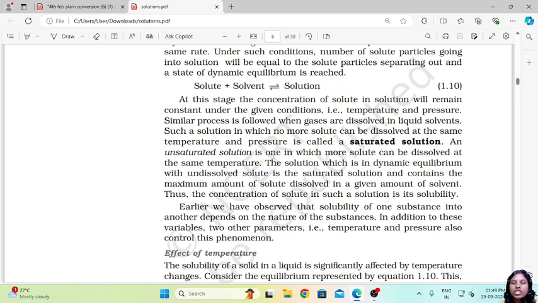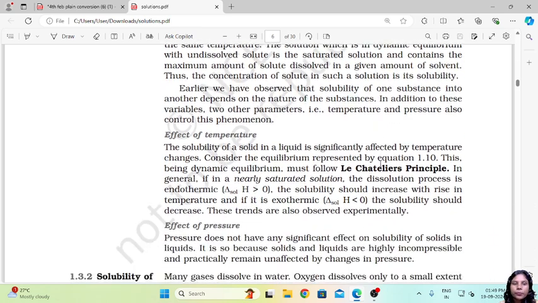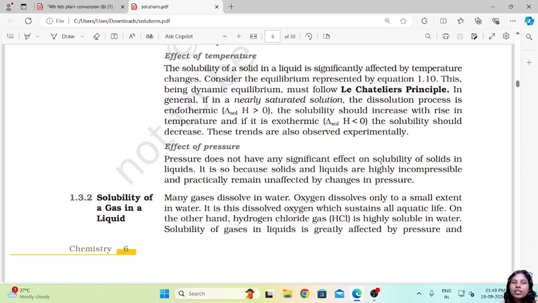The solution which is in dynamic equilibrium with undissolved solute is the saturated solution, and it contains the maximum amount of solute that is dissolved in a given amount of solvent. Thus, the concentration of solute in each such solution is its solubility. Now, let's see what is the effect of temperature on solubility.